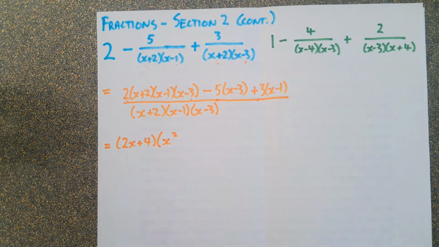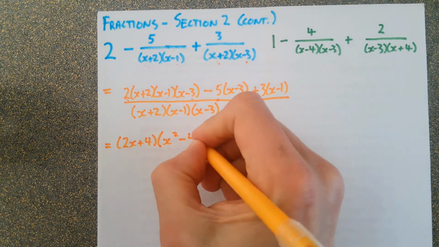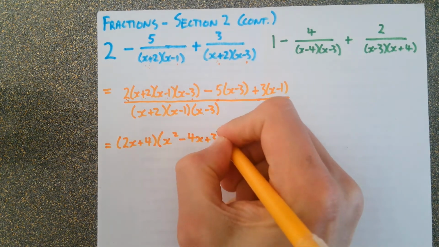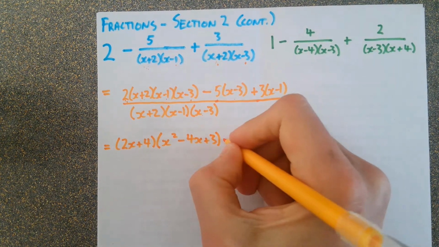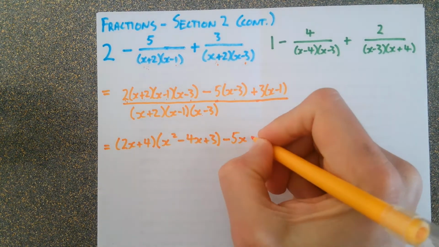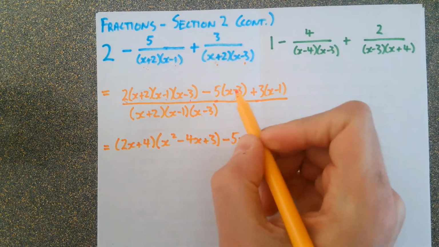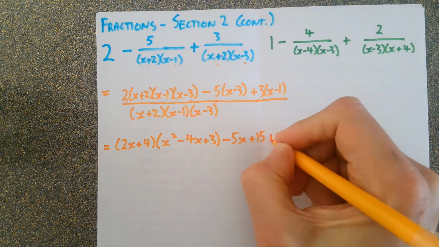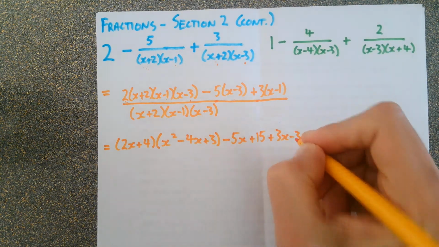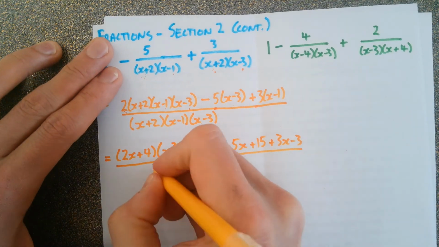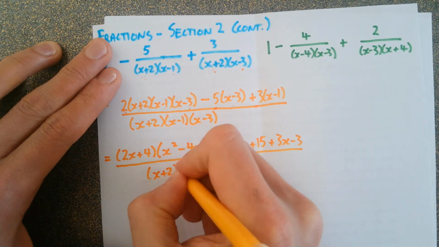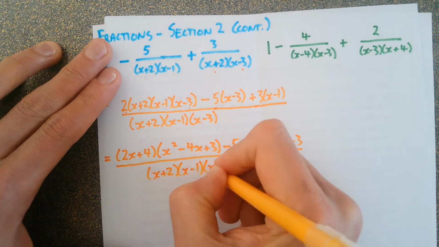So x squared minus 4x plus 3. You might want to draw a grid on the side if you're not happy with that. And I'm going to expand these, so minus 5x plus 15. Be careful of that minus times a minus. Plus 3x minus 3. That is all still over x plus 2, x minus 1, x minus 3.